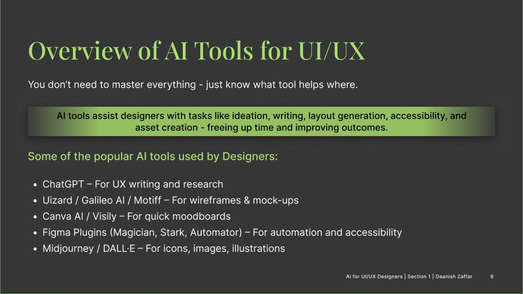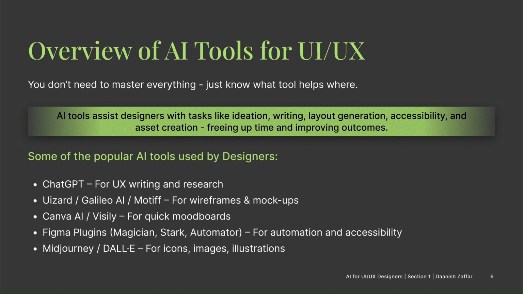So what can we use ChatGPT for? We can use it for UX writing. We can use it for researching, brainstorming, and generation of basic ideas, creative ideas about any concept, and it's great for generating text and ideas.